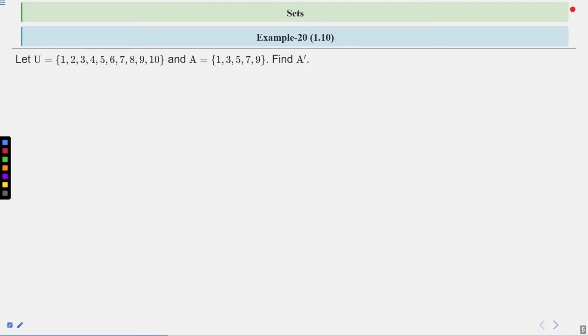Now this small example is related to the definition. If you have your universal set with these 10 elements 1, 2, 3, 4, 5, 6, 7, 8, 9, 10 and a subset of U with 5 elements 1, 3, 5, 7, 9, then find out A complement. So please comment your answers. Very simple. You have to find out the A complement.